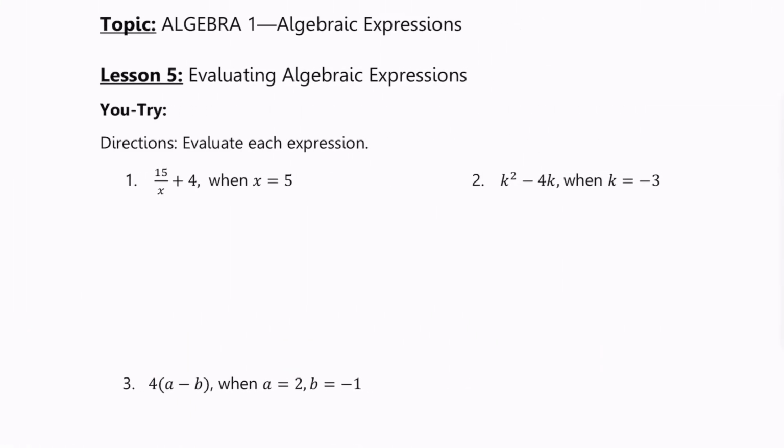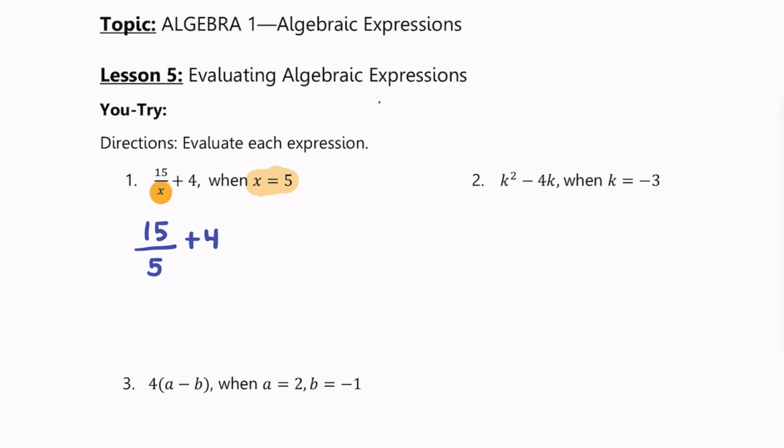So for number 1, it gives us an expression, and then it tells us what the variable or variables are equal to for each of those problems. So for number 1, we have 15 divided by x plus 4, and we want to evaluate it for x equal to 5. So what that tells us is we want to take out that x and substitute 5 in place of it. Everything else is going to stay the same. So we're going to have 15 divided by 5, and then plus 4.